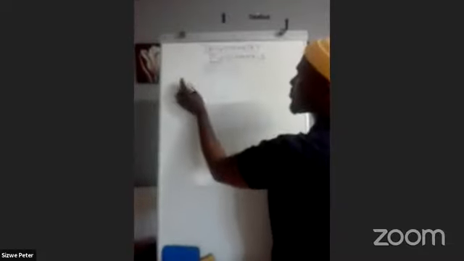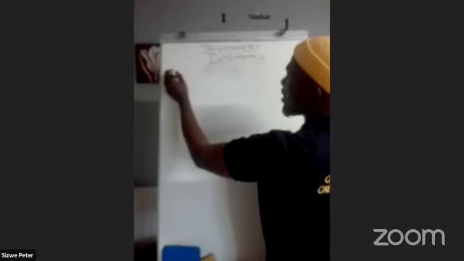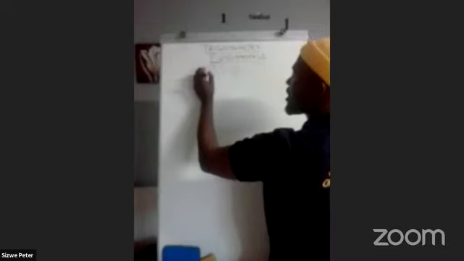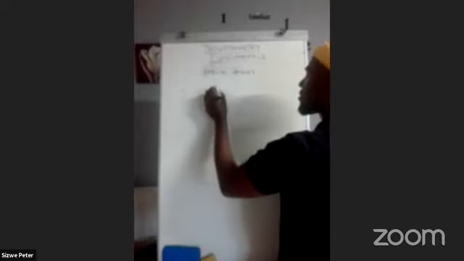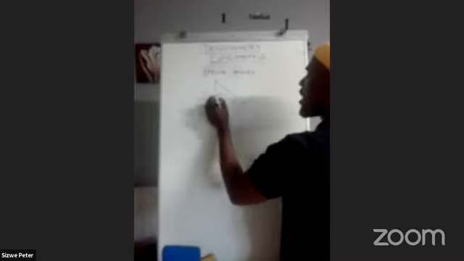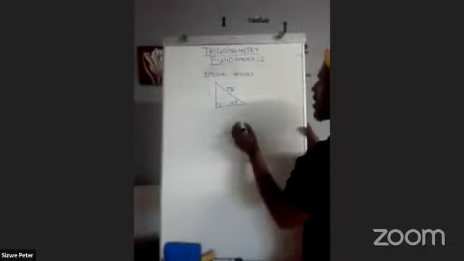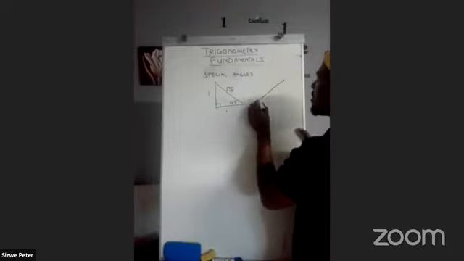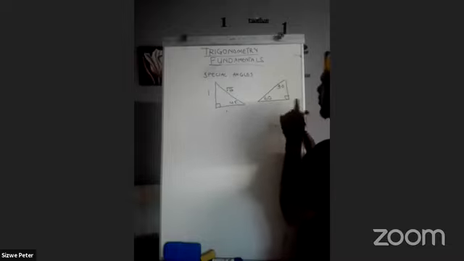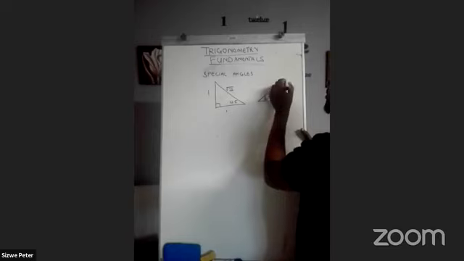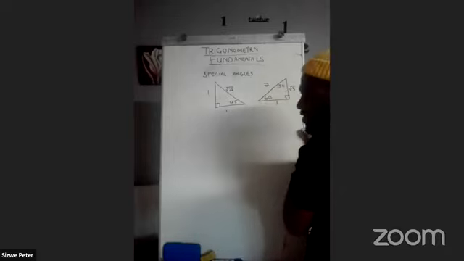Okay, so now, let's say now we have special angles. Special angles. This is 45, 1, 1. And this is square root what? Square root 2. Now, another special angle. This is 60. This is 30. Okay. So 60 plus 30 is 90 plus 90 is 180. So this is 2, square root 3. This is 1. Very important.